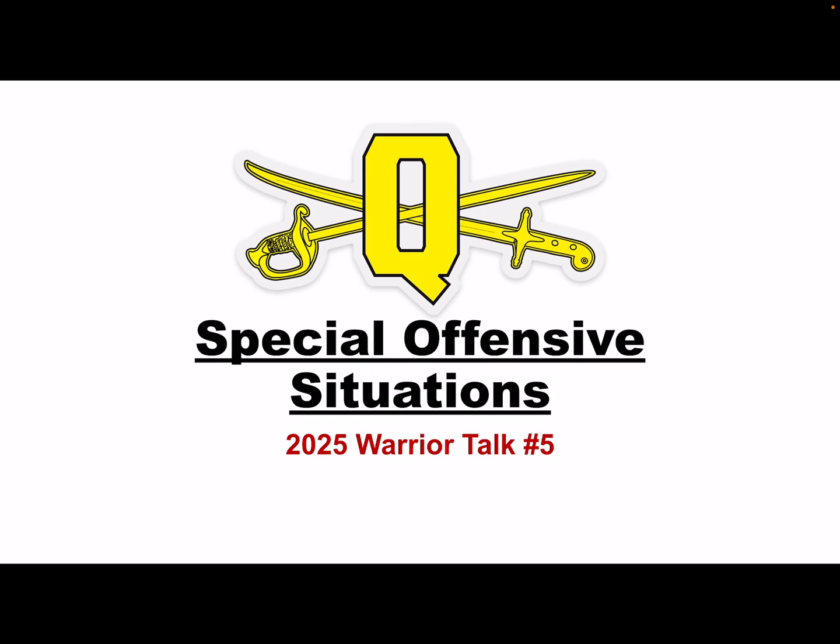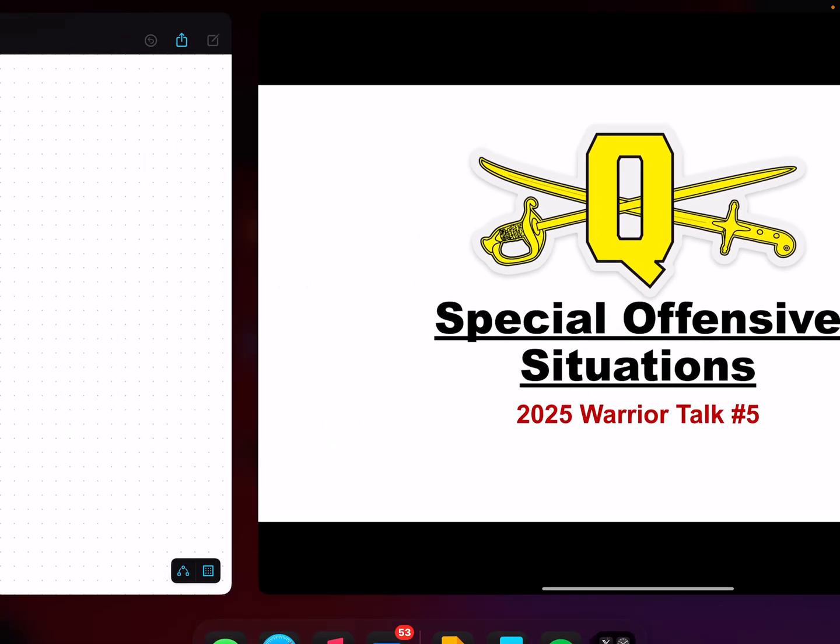In Warrior Talk number 5, we're going to start discussing some special offensive situations. Today, we're going to focus on formations that involve the Y and the offensive line. We're going to go through 3 formations. I'll come back at you later in the week with 5.1 with some more special formations, 5.2 to start discussing some special routes, and then wrap it up with 5.3 to finish the routes. With that, let's dive right in.